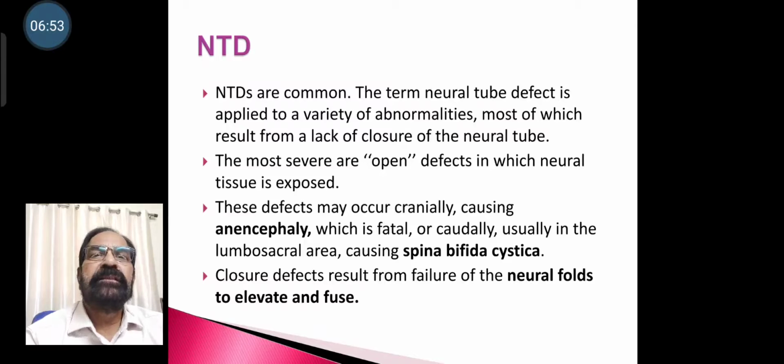Neural tube defects are common. The term neural tube defect is applied to a variety of abnormalities, most of which result from lack of closure of the neural tube. Most severe are open defects in which neural tissue is exposed. These defects may occur cranially, causing anencephaly, which is fatal, or caudally, usually in the lumbosacral region, causing spina bifida cystica. Closure defects result from failure of the neural folds to elevate and fuse.